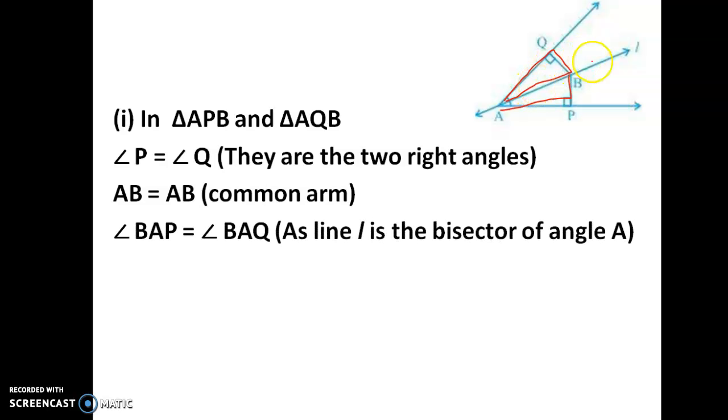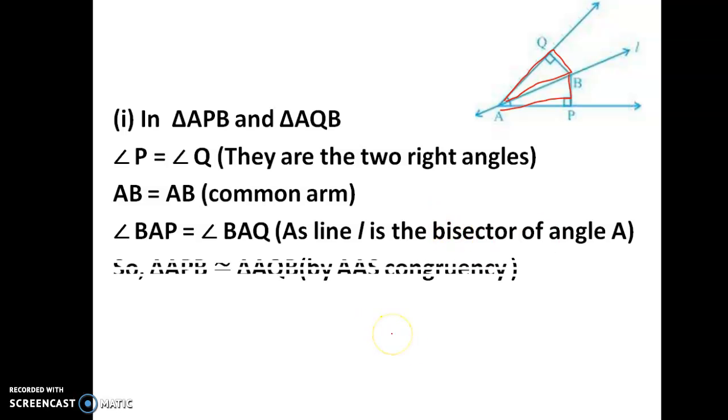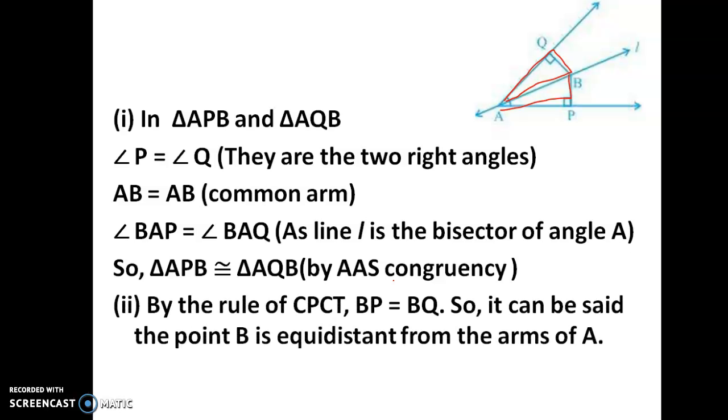Then angle BAP is equal to angle BAQ. Why? Because L is the bisector of angle A. Bisecting means dividing into two equal halves, so the two halves are equal. That's what we are writing here. Then we see that two angles are equal and one side is also equal, so we use AAS congruency to say that these two triangles are congruent.